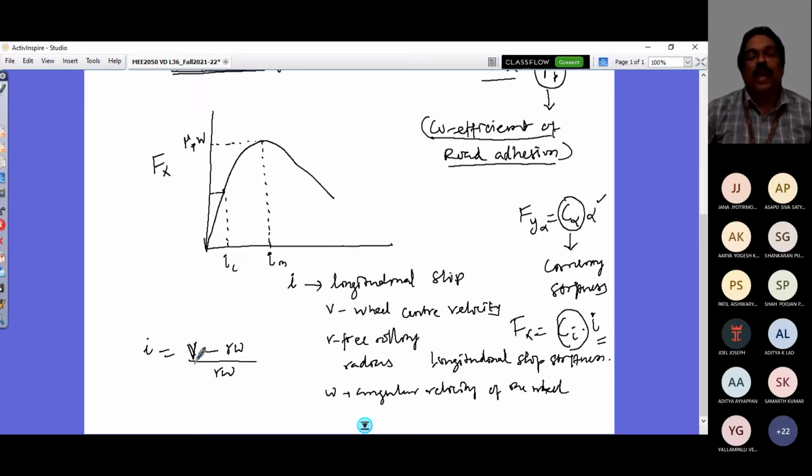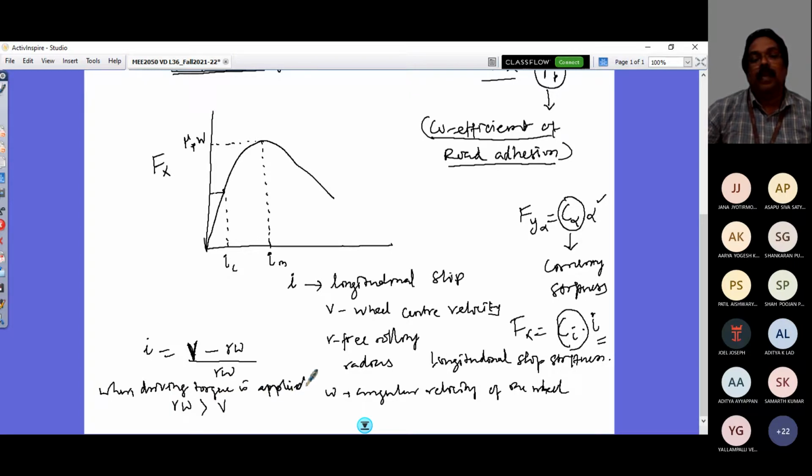So when you are applying your torque, the driving torque, you see this R times omega would be greater than V when driving torque is applied at the driving wheel. R times omega is what it is for a free rolling tire.